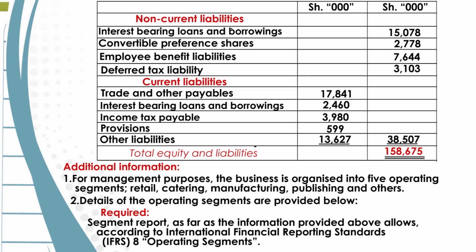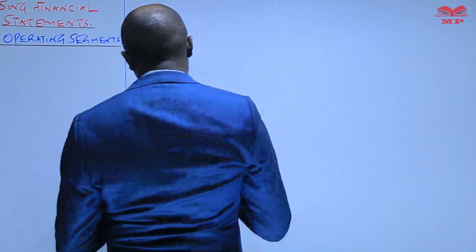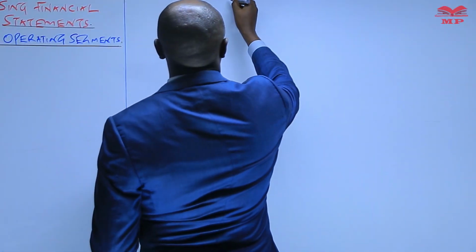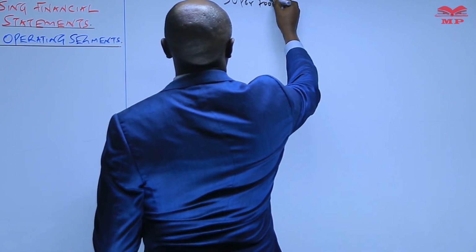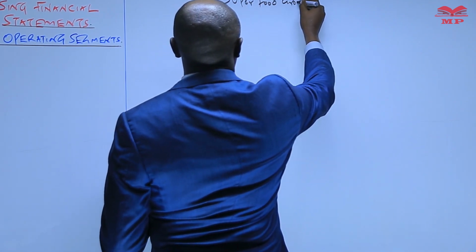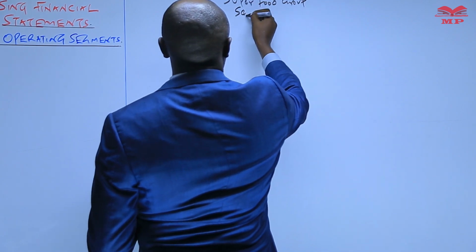So the first thing we need to have here is the title. So the name of this company is Superfood Group. This is a segment report.